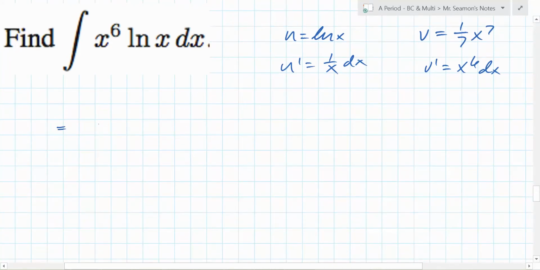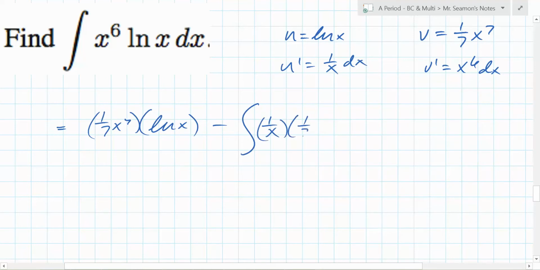So U times V is x to the 6th. No, sorry, wrong one. U times V: we have 1/7 x to the 7th times ln x. And what are we subtracting? The integral of 1/7 x to the 7th times 1 over x dx. Is that actually kind of nice? Why is that kind of nice? Because of what?